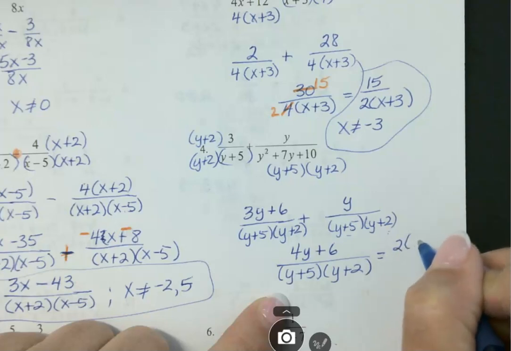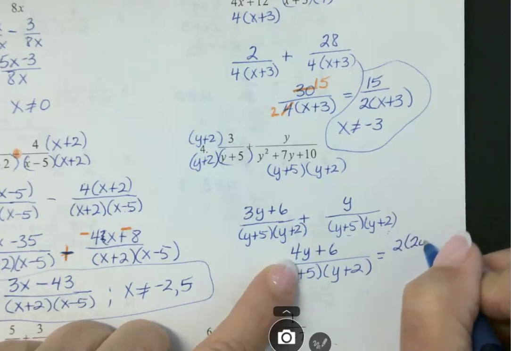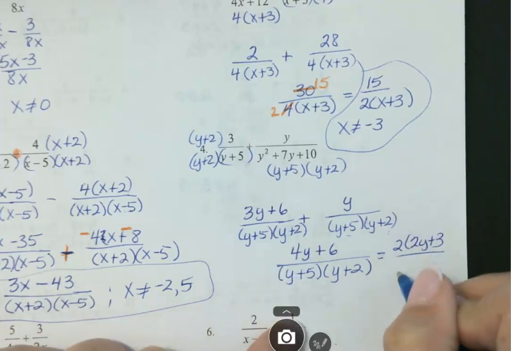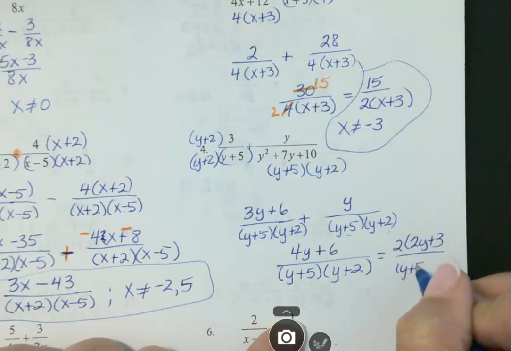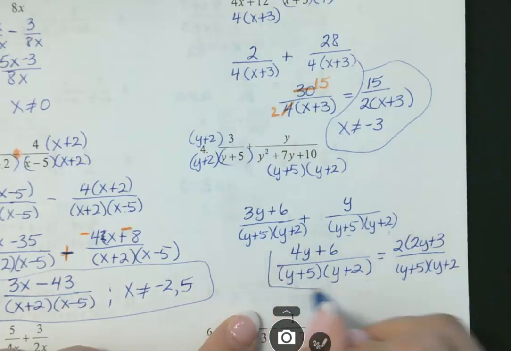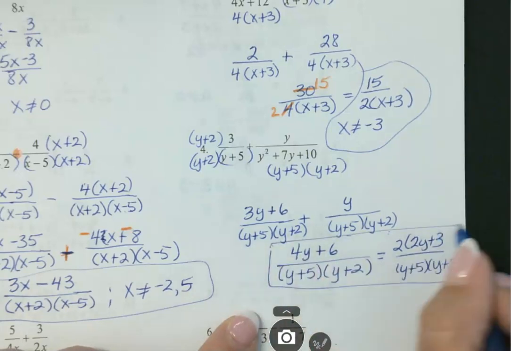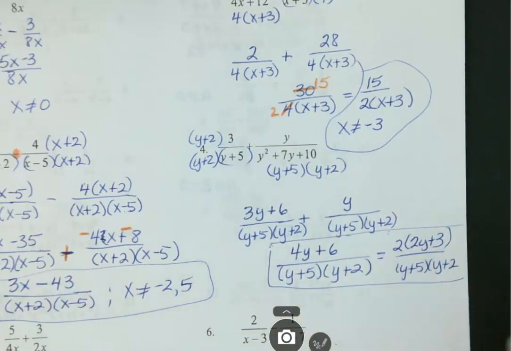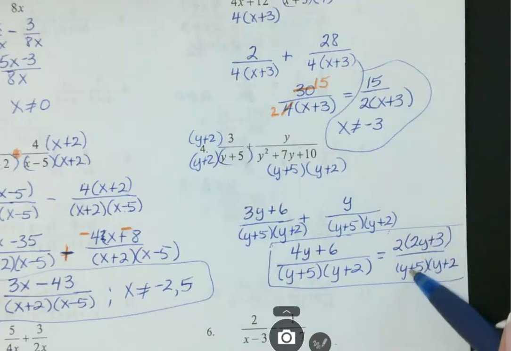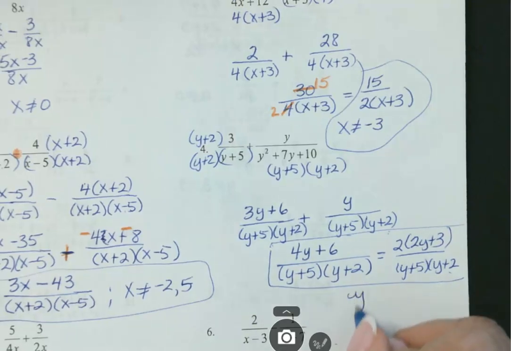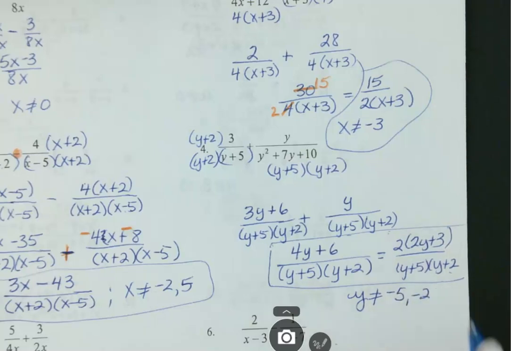And I could do that. So if I take a 2 out, I'm going to get 2y plus 3, and then y plus 5, y plus 2. So either of these would be acceptable answers. Okay? Why you would need to do this one again is just in case something canceled, but it didn't. And if you could see that it wouldn't cancel, you wouldn't need to write that. Again, y cannot equal negative 5 and negative 2.